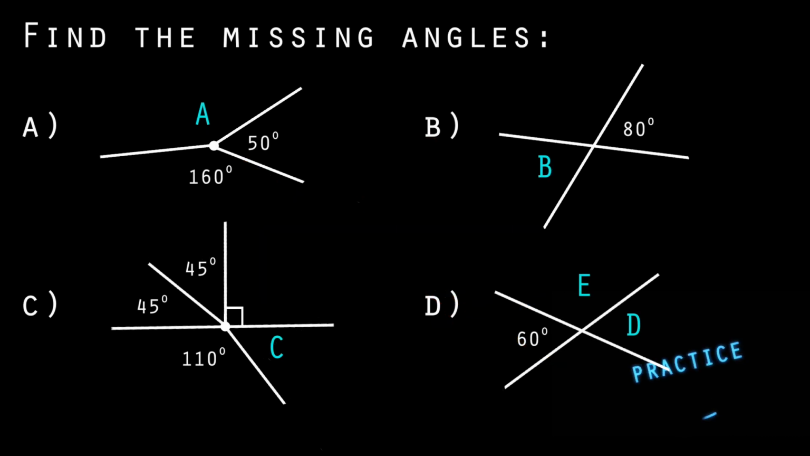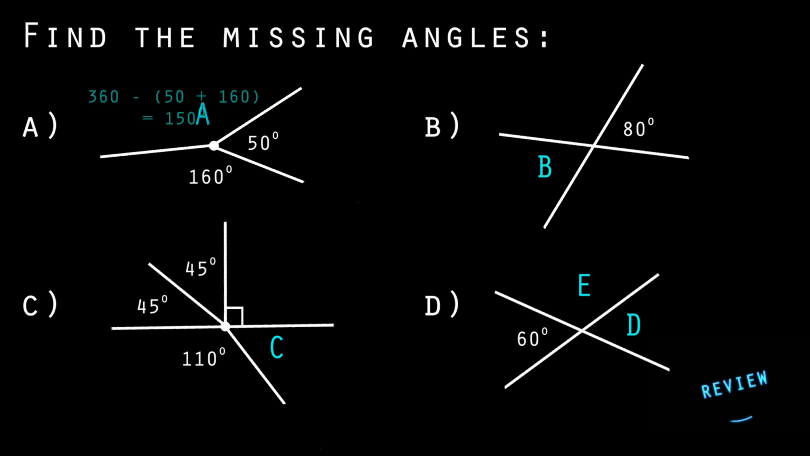See if you can take the information from this video and turn it into some solid answers for the following questions. Pause, then have a listen to the answers. Question A then, we are finding what's left to make 360 degrees, and that is 150 degrees. For B, we're looking at vertically opposite angles. Opposite 80 degrees then is going to be exactly the same, 80 degrees again.